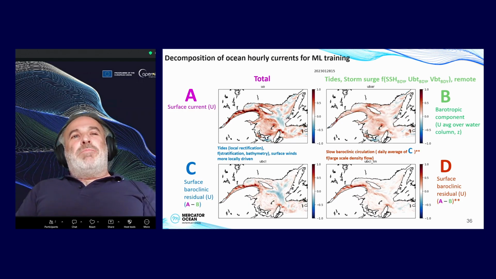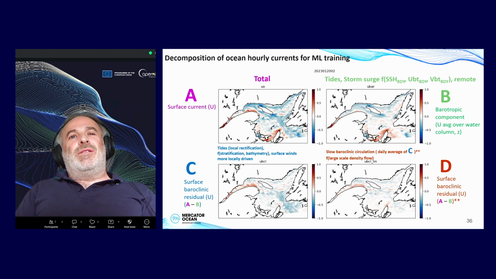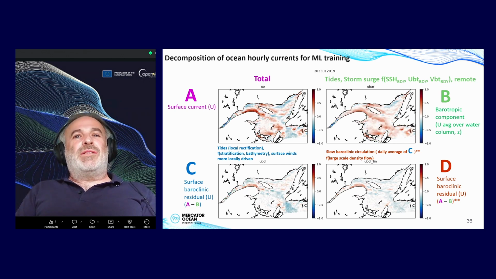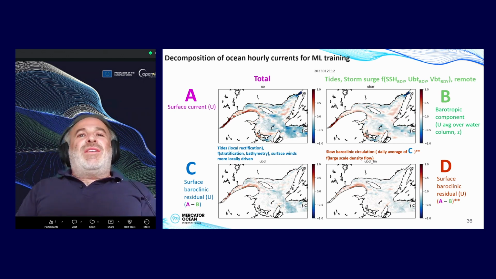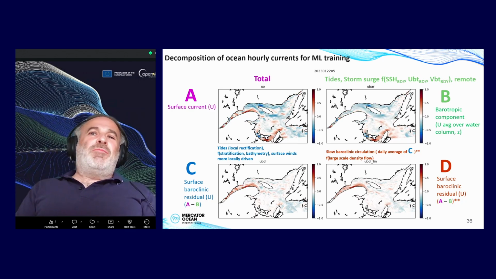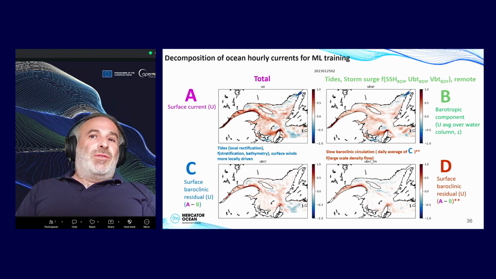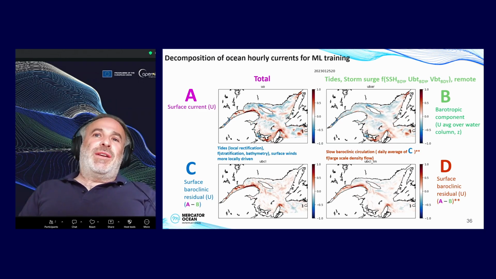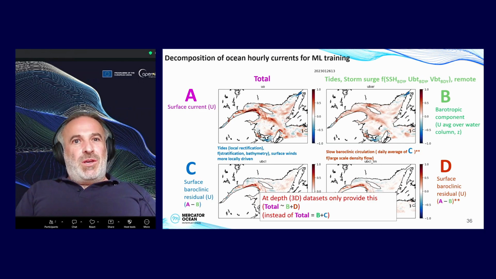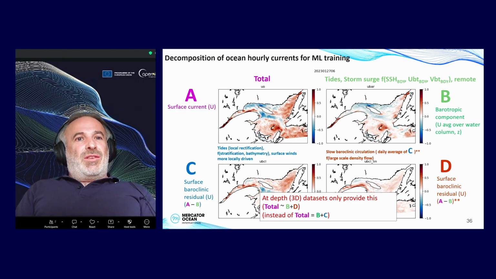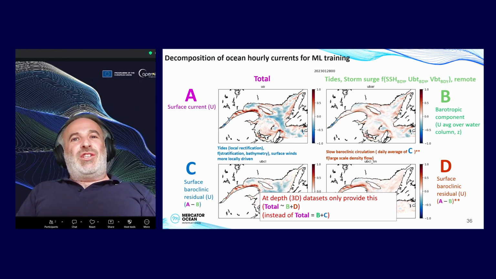Now, if we go next, this is the daily mean of what you see on the bottom left. You can see the large scale density flow, more like the slow circulation. And as you can see, this is one of the challenges we have, because at depth we usually have 3D average outputs, so we are missing a lot of tidal energy. That's one of the challenges we have for training. Yeah, so if we were to separate the circulation at depth, we would have to do an approximation.